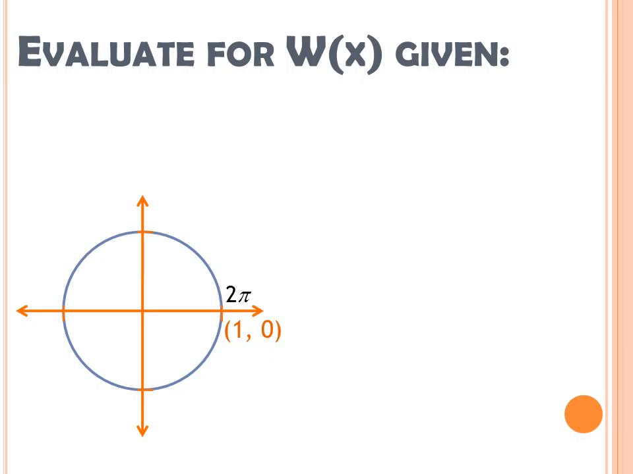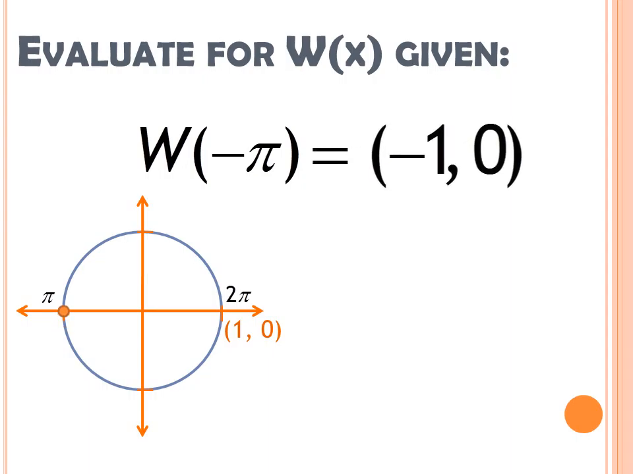Now let's have another example. Evaluate for w of x given w of negative pi. Note that our real number is a negative number. Therefore, after placing our point at (1, 0), we move clockwise. And so the coordinate that represents w of negative pi is (-1, 0).